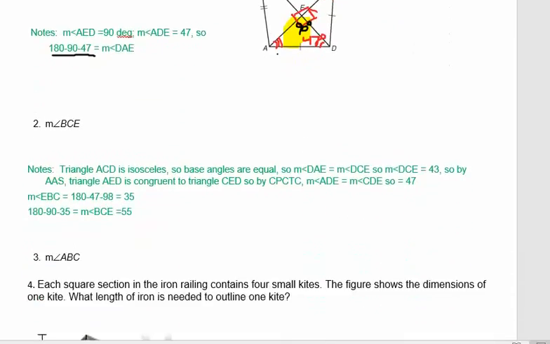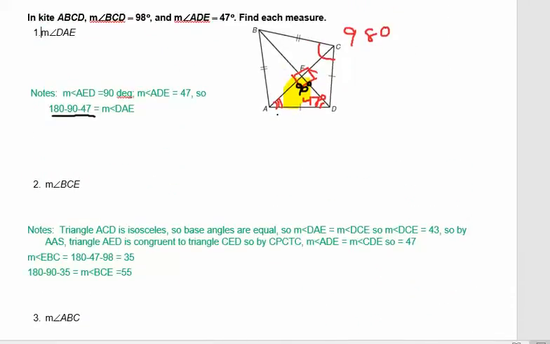Let's look at number 2. This one's a little trickier. So we're going to be using the same picture. I'm just going to erase. We're not looking for this angle anymore, and we don't need that 90 degrees there anymore. Okay, so in this problem, let's look at what angle we're looking for. Measure of angle BCE. We're looking for this angle right here.